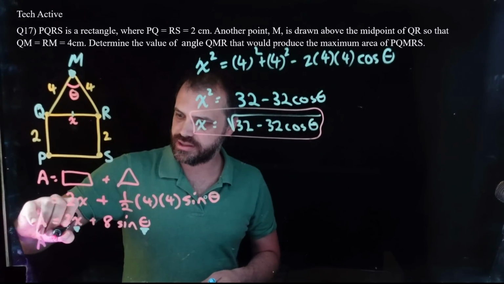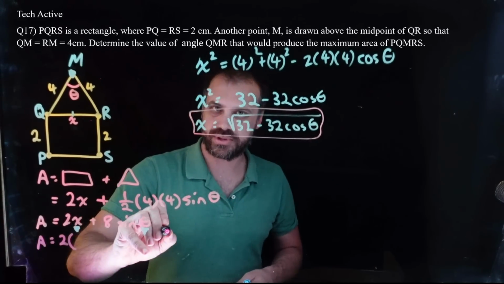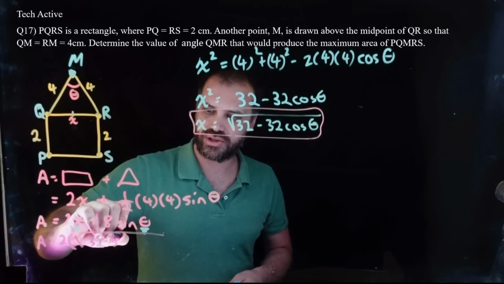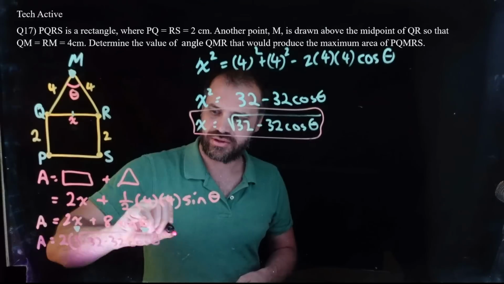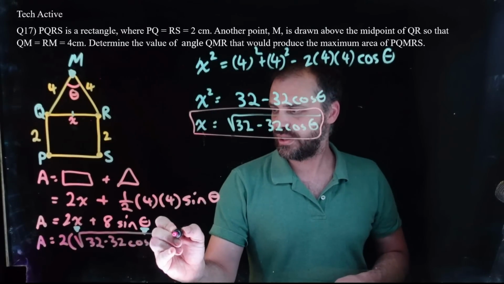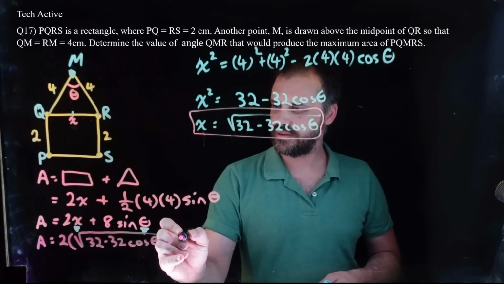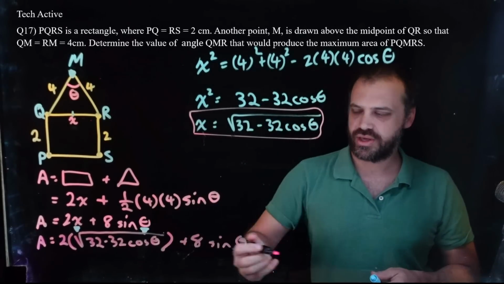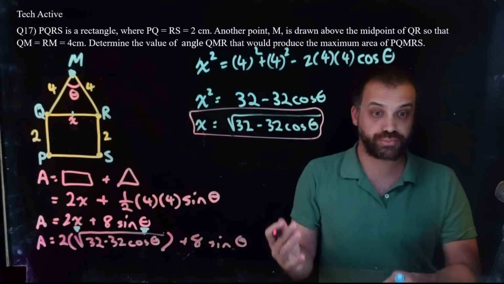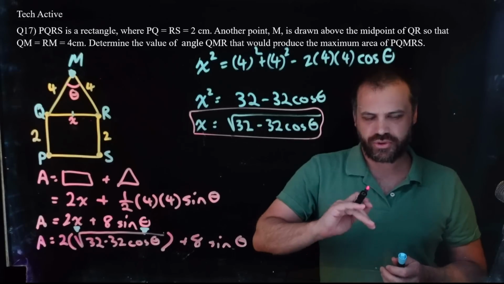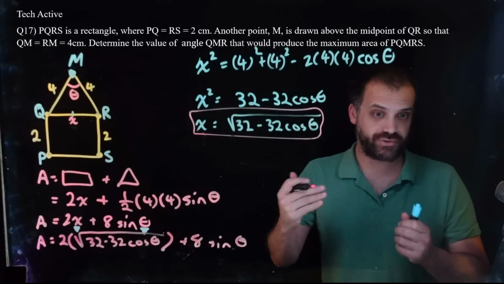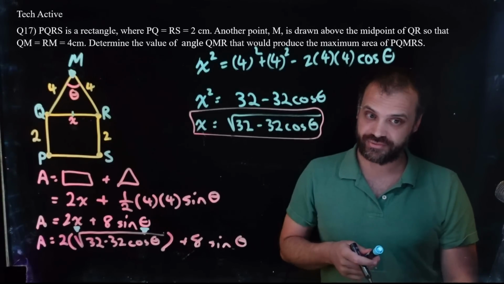So area is equal to 2 times square root of 32 minus 32 cos theta, close the bracket, plus 8 sine theta. That is an expression for area, and I want to maximize it. Now, if I'm going to maximize this, and I've got a calculator, super straightforward.